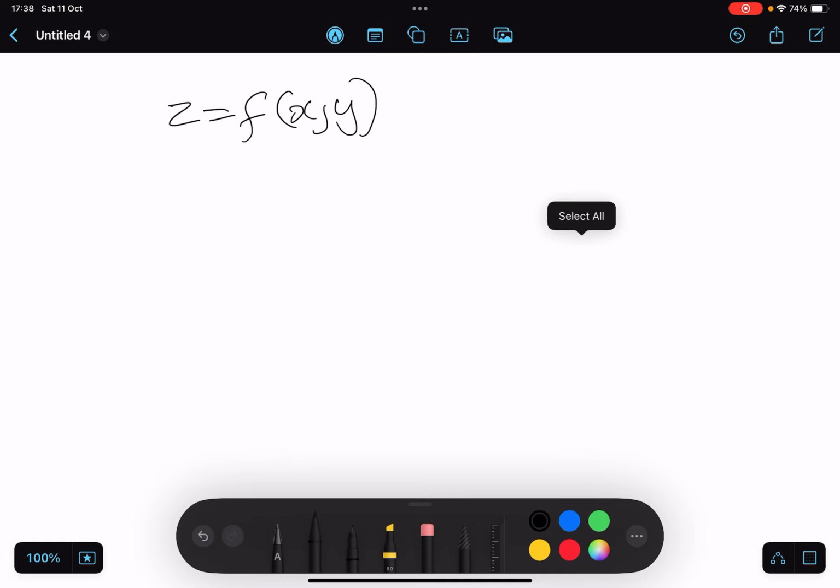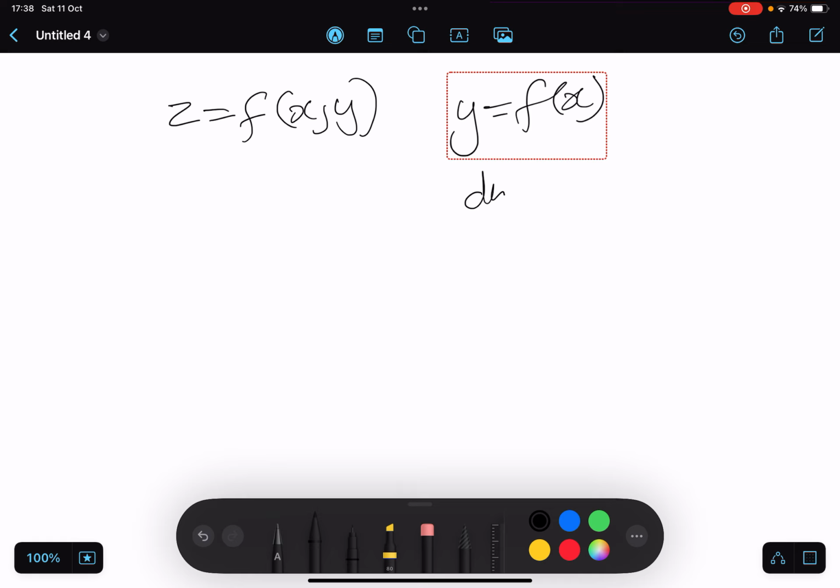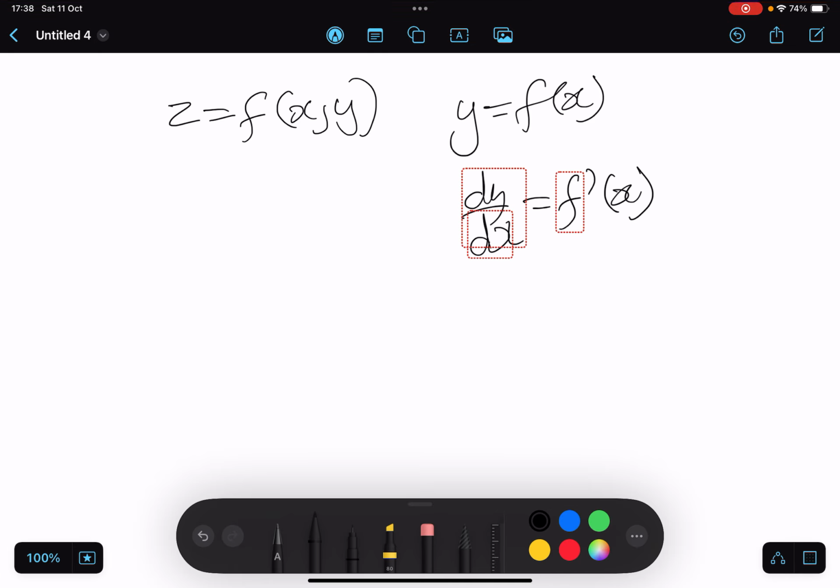Unlike when you're looking at a normal function like y is equal to f of x, so dy dx is the same thing as f dash of x. This is for when y is a dependent variable and x is an independent variable. But here we have two independent variables, which are x and y, and our function is z. So how do you find the first derivative of this one?